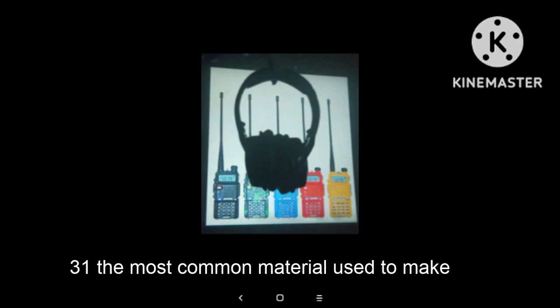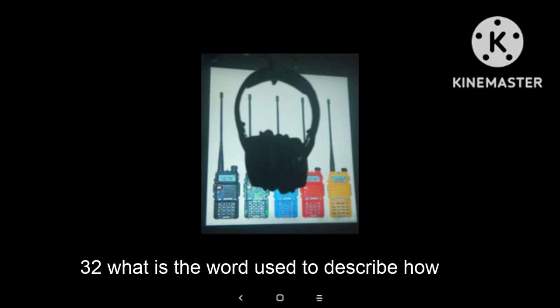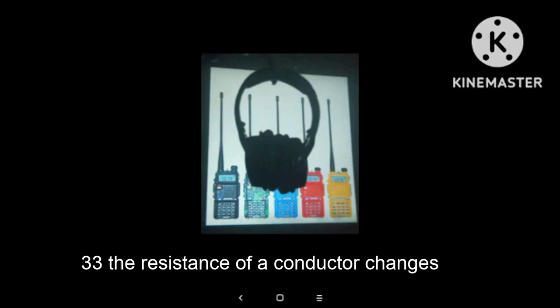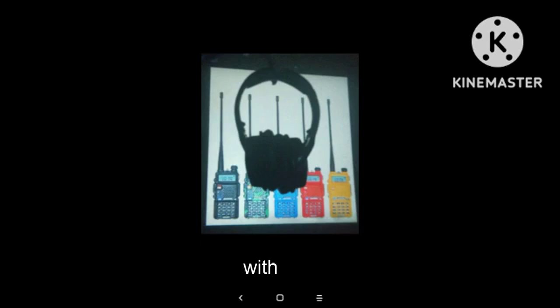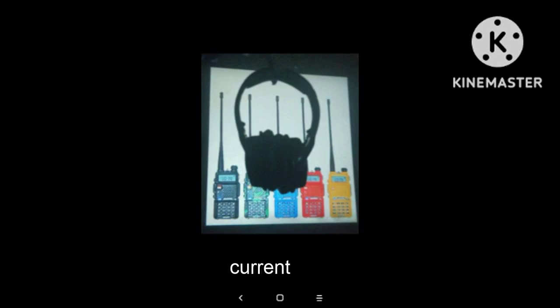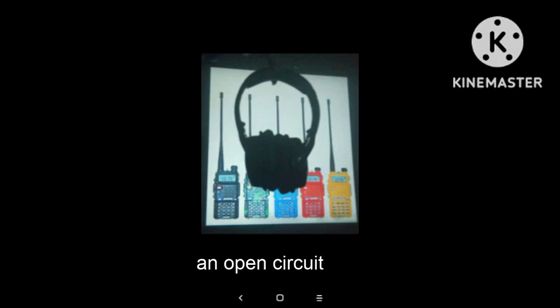31. The most common material used to make a resistor is carbon. 32. What is the word used to describe how fast electrical energy is used? Power. 33. The resistance of a conductor changes with temperature. 34. Which electrical circuit uses too much current? A short circuit. 35. Which electrical circuit will have no current? An open circuit.